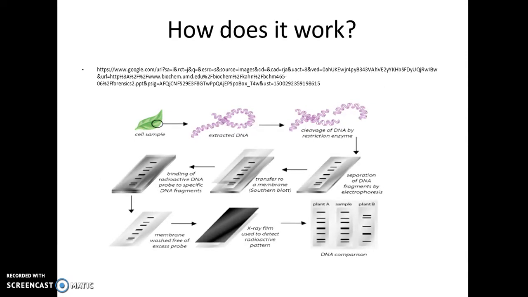That's old school. This is what we used to do. We used to take the DNA, cut it, and then run a gel. And then we used to compare down here. So obviously the sample is plant A because the bands match up.